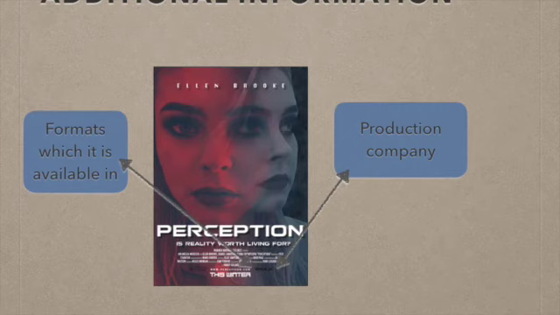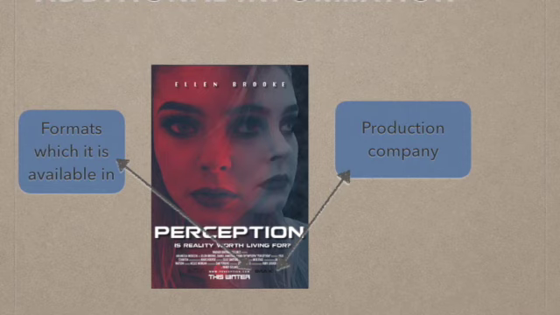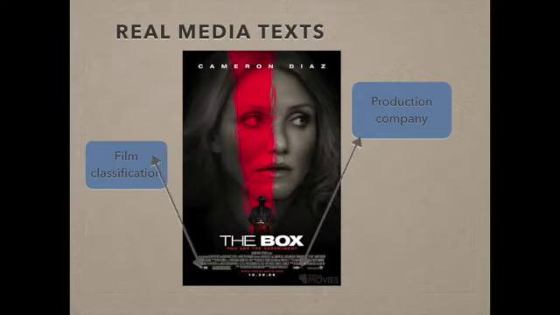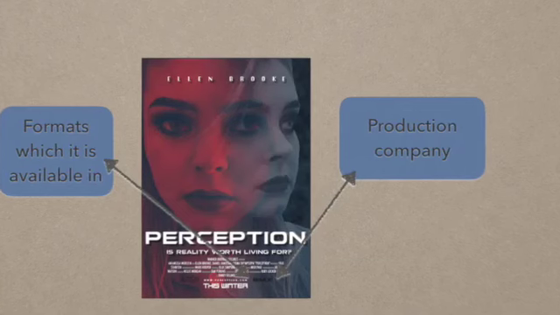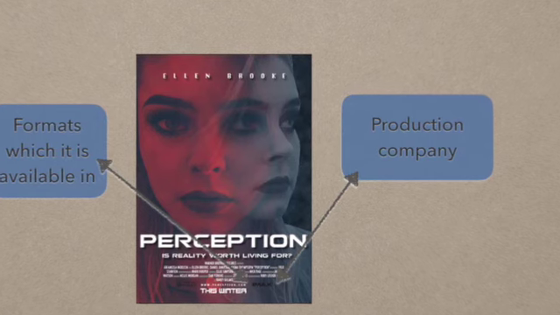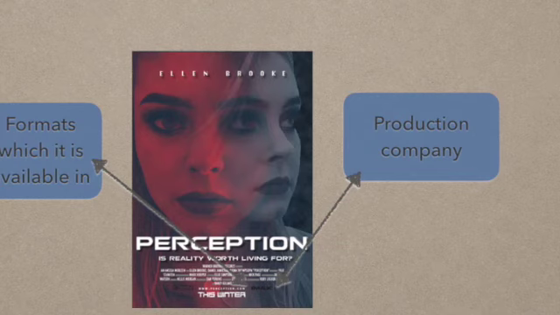The inclusion of the additional information such as the production company is also conventional. It is conventional given that when looking at real media posters you are able to see the way in which other posters include this information. This therefore demonstrates how my inclusion of this information is an example of how my product conforms to the codes and conventions of a poster.